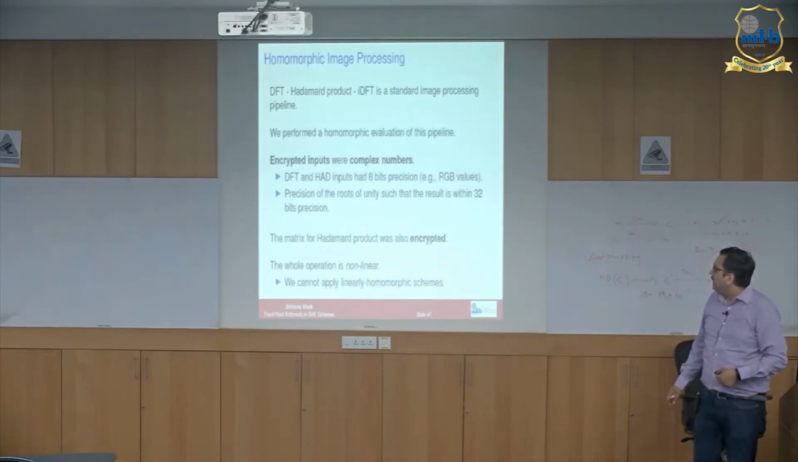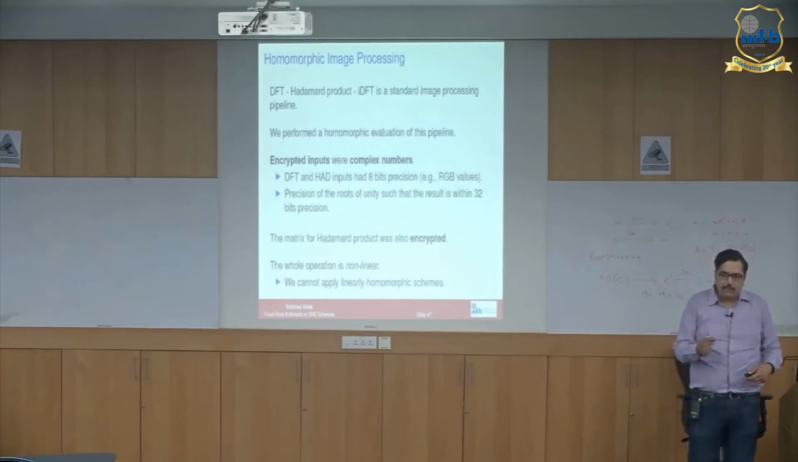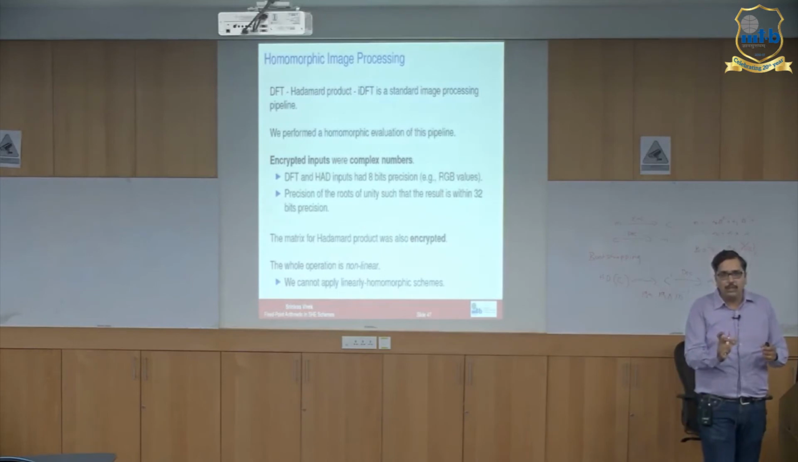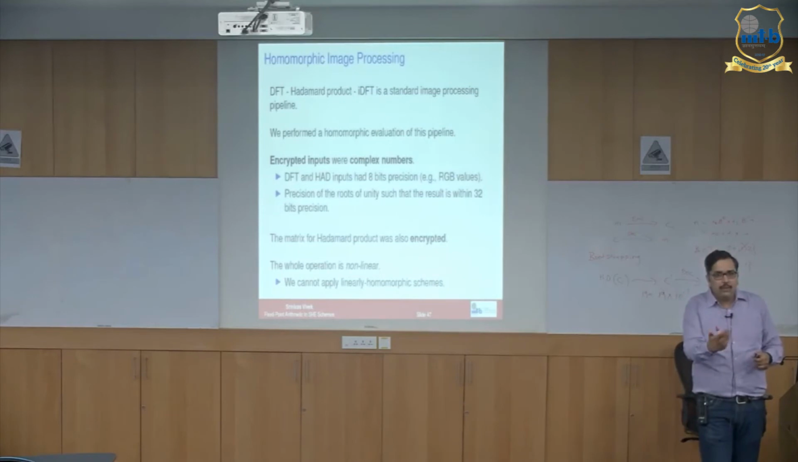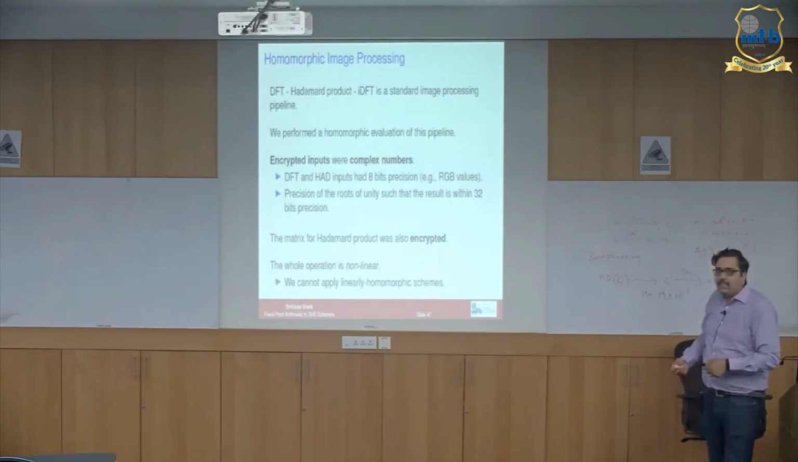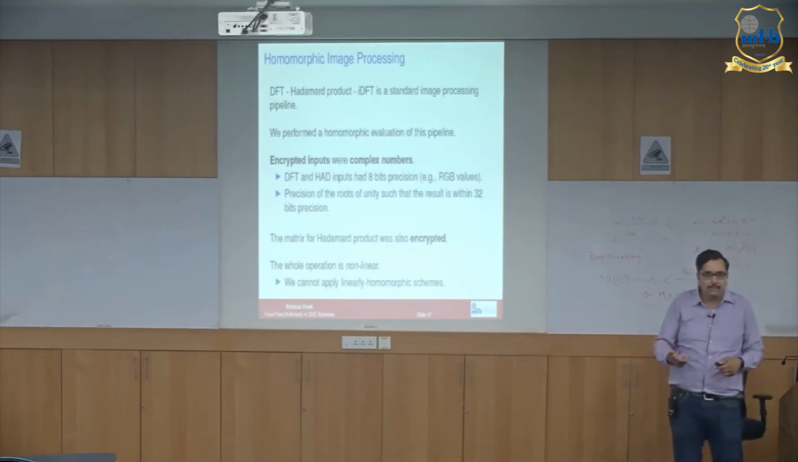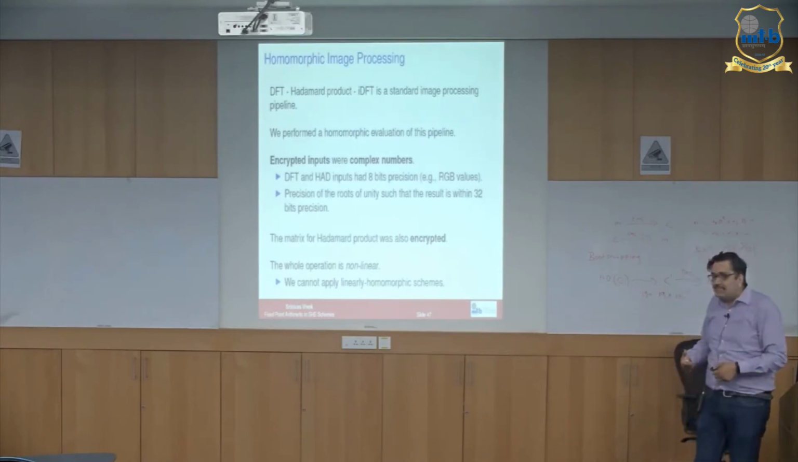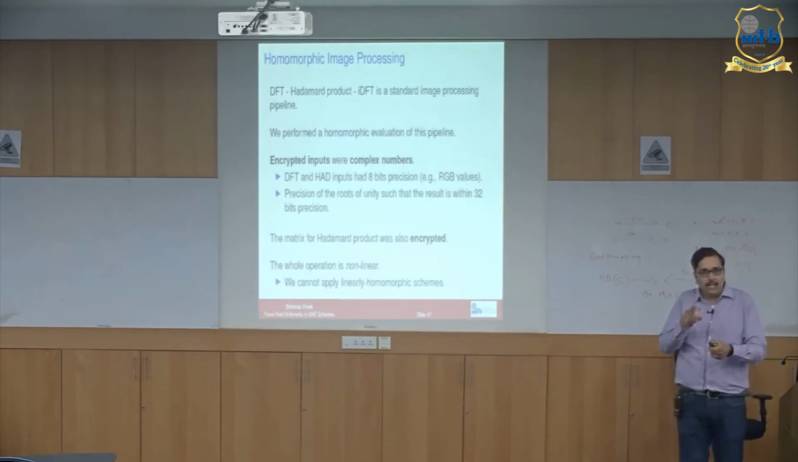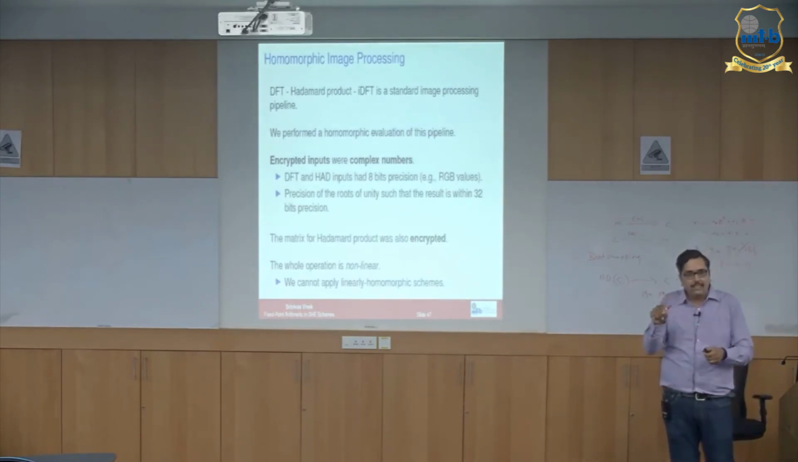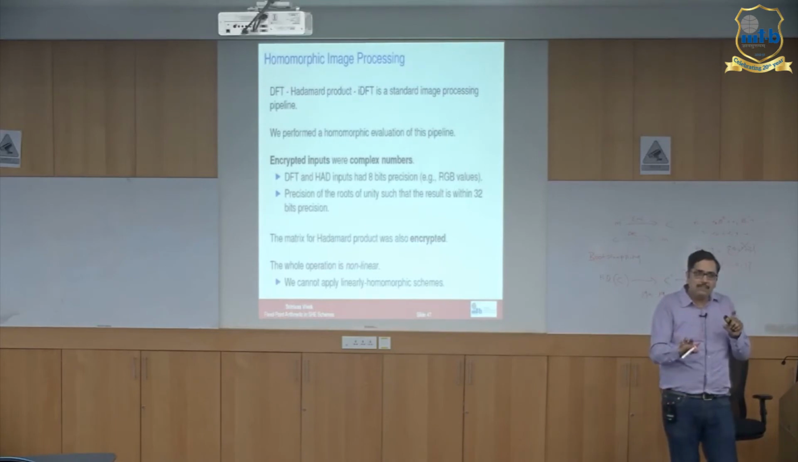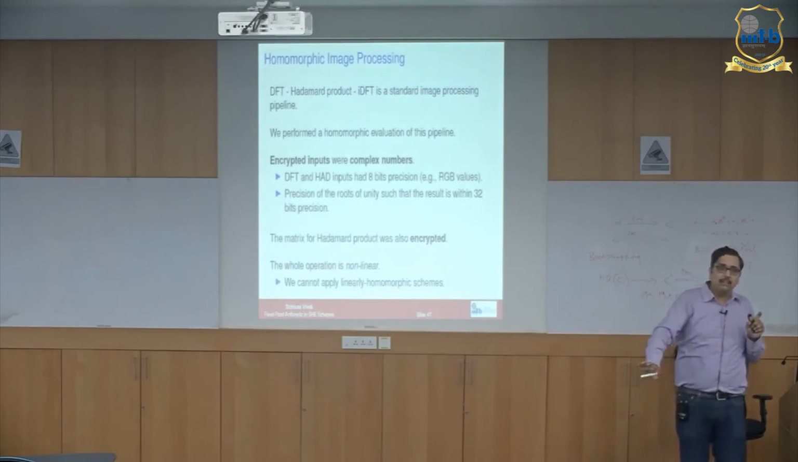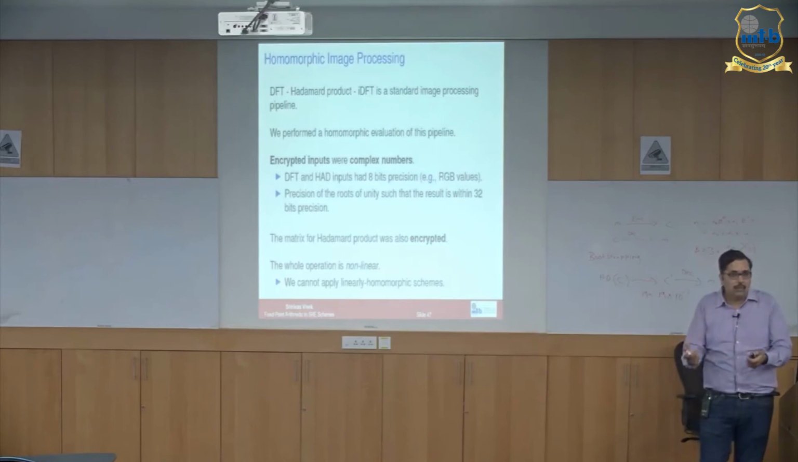So as I mentioned, this Hadamard product is a component-wise multiplication. If the Hadamard product is publicly known, then the whole operation becomes linear. The moment it becomes linear, we can already use linearly homomorphic encryption schemes. But then there is no need for fully homomorphic encryption schemes or somewhat homomorphic encryption schemes. So instead, what we did was we encrypted the coefficients, the components in the Hadamard matrix product, and this makes the whole thing non-linear. And then we have to use a somewhat homomorphic encryption scheme.